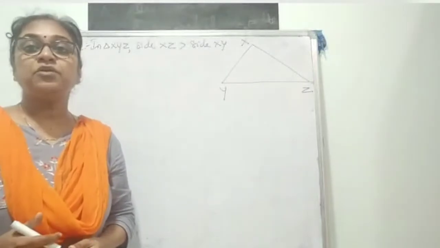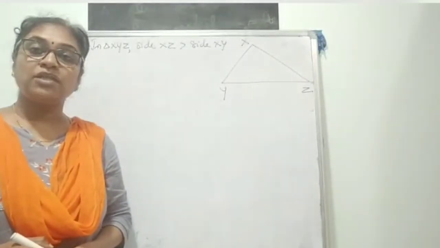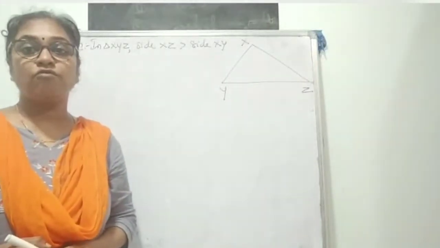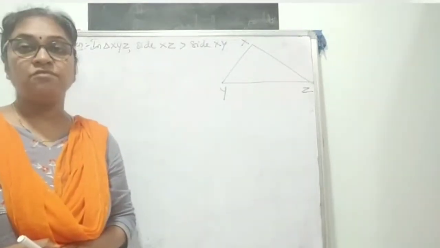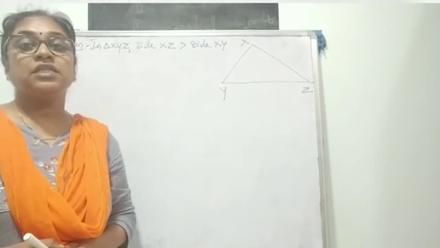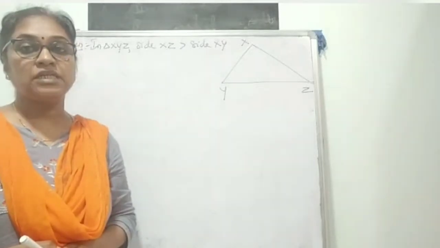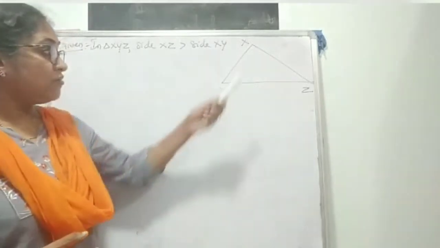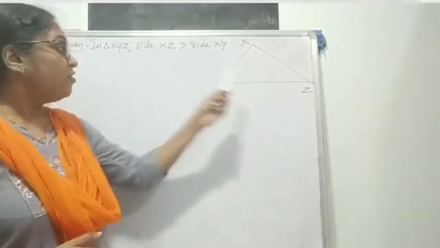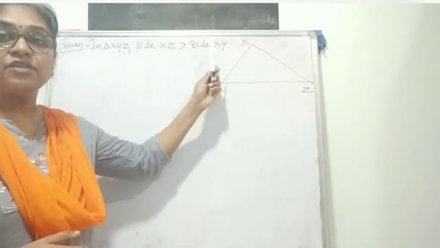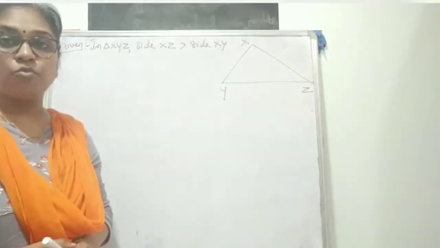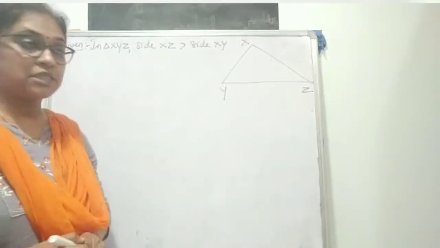Students, today we will be doing the theorem based on inequality of sides and angles of a triangle. According to this theorem, if we have a triangle with two unequal sides, then the angle opposite to the greater side is greater. So here we have triangle XYZ where XZ is greater than XY. Accordingly, we need to prove that the angle opposite to the greater side is greater.